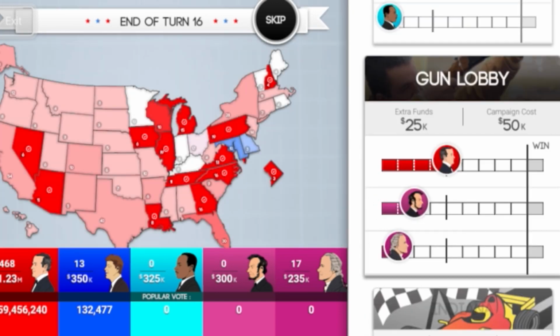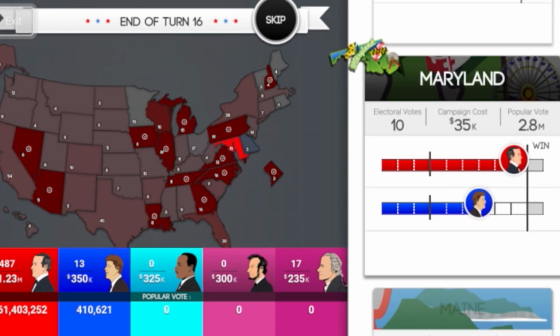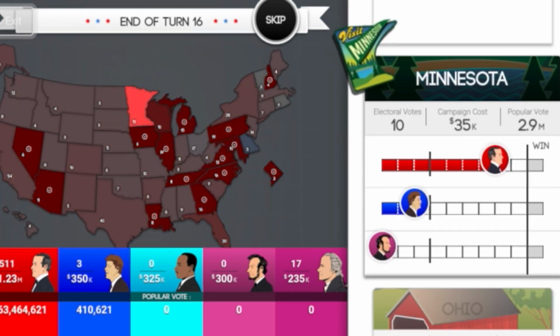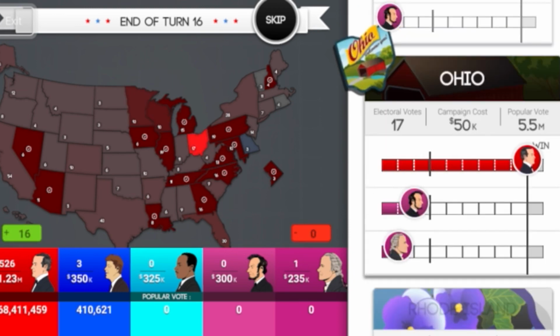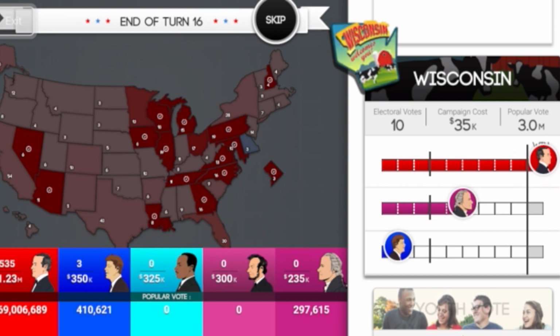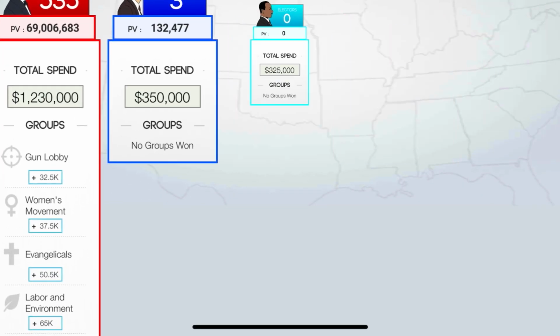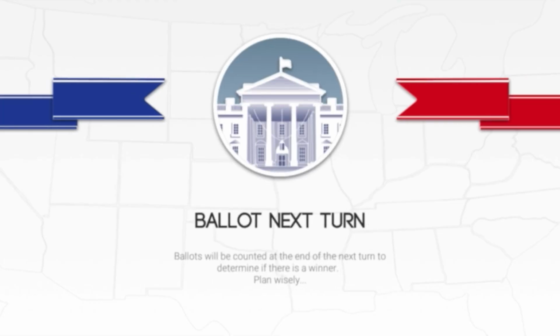Oof. So we're going to have to steal Delaware back on the ballot. Hopefully my man JFK won't lock it. Maryland flips back red. Minnesota is ours. Ohio, we didn't have to spend maybe that much money, but that's okay. Youth vote is staying with us. Turn 16 is over. 535. We had 0 clashes that turn.